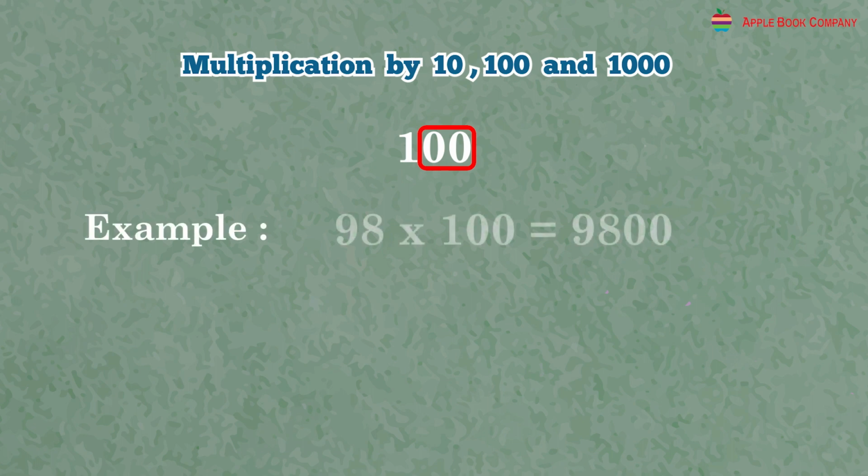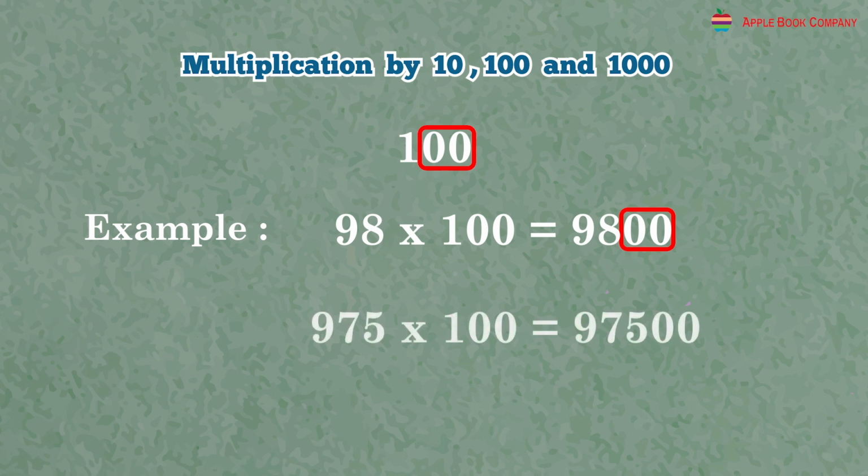To multiply a given number by 100, we insert two zeros to the right of the number. Example, 98 multiplied by 100 is equal to 9800, which is 98 followed by two zeros to the right. 975 multiplied by 100 is equal to 97,500, which is 975 followed by two zeros.